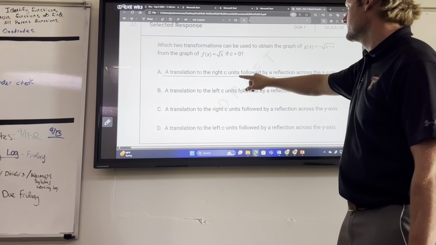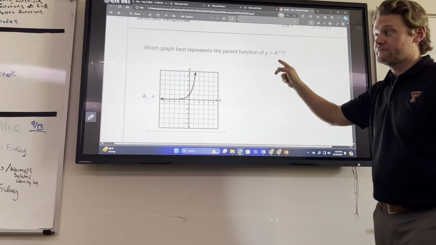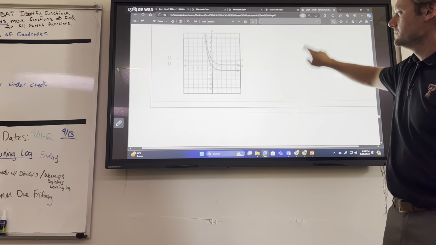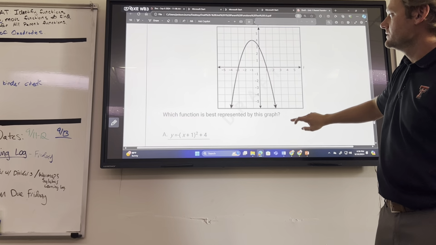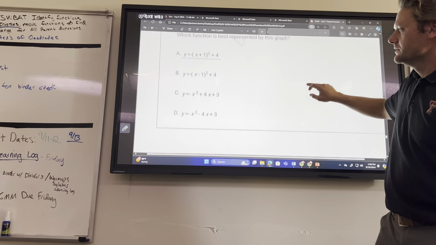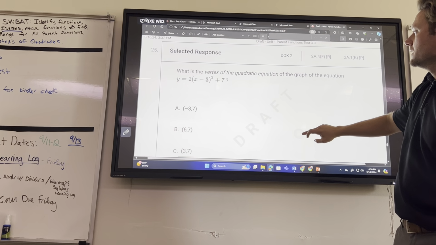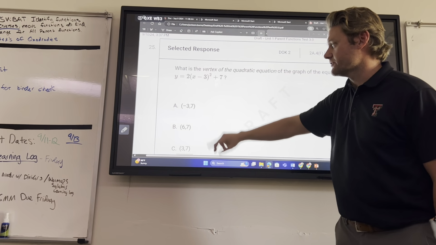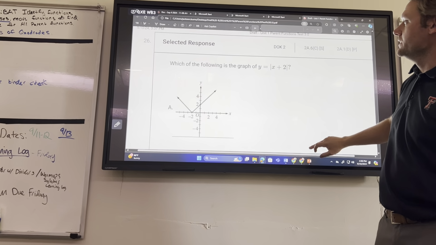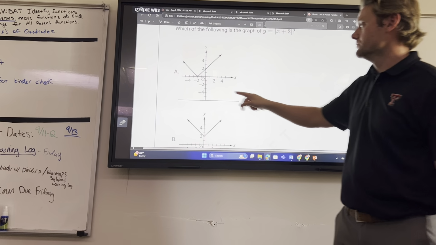Minus C, units to the right, we should know that. Parent function, 4 to the x, right? It's the only exponential that's not moved over. Easy, easy. Graph of this function, just find the vertex, right? There's no A, make sure you have the negative. What is the vertex of something in vertex form? +3, 7, and then x plus 2 on the inside. We move to the left 2, right?